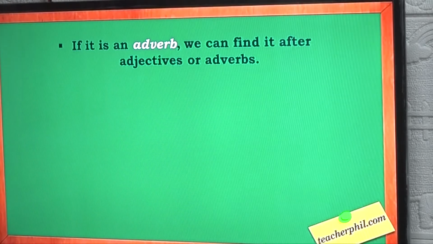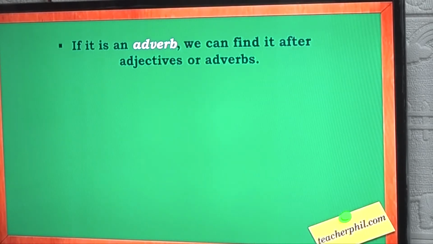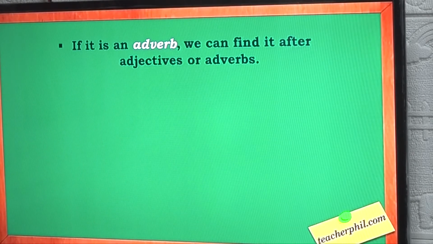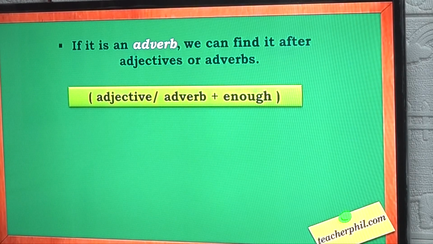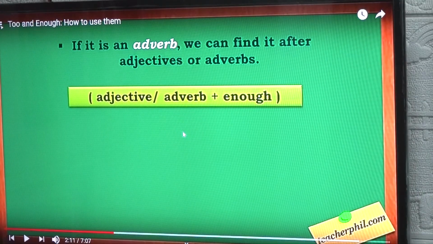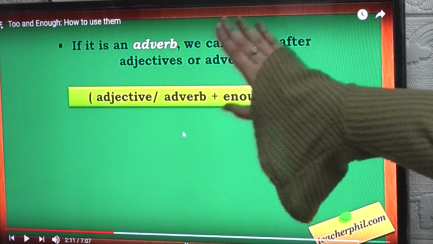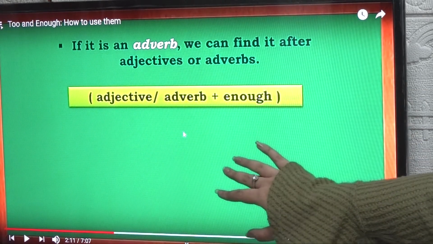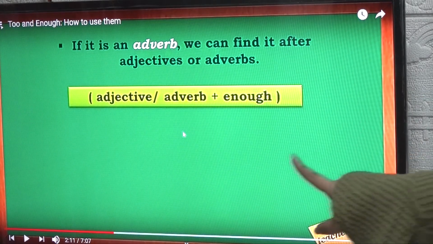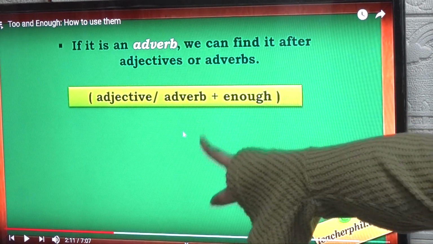If it is an adverb, we can find it after the adjectives or adverbs. So we have adjective or adverb plus enough. All it means is, if the word enough is an adjective, it can be found before a noun. But if it is an adverb, it can be found after the adjective or adverb. Okay?